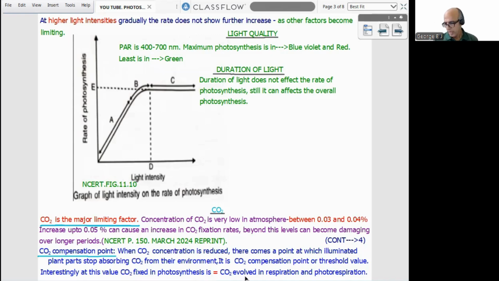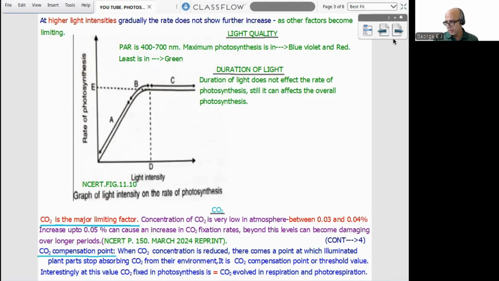Again comes the term carbon dioxide compensation point. So what is meant by carbon dioxide compensation point? It's a comparison, equalizing. So when carbon dioxide concentration is reduced, there comes a point at which the plant parts stop absorbing carbon dioxide from their environment. It is the carbon dioxide compensation point or threshold value. And interestingly, at this value, carbon dioxide fixed in photosynthesis equals carbon dioxide released in respiration or photorespiration. That is how the term carbon dioxide compensation point comes.